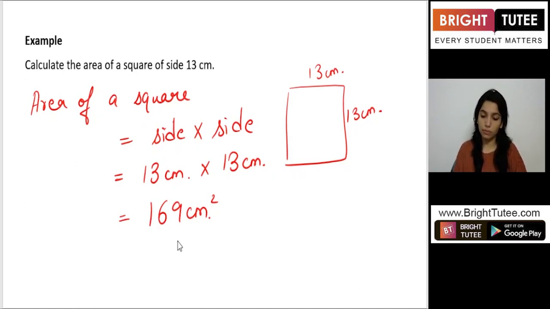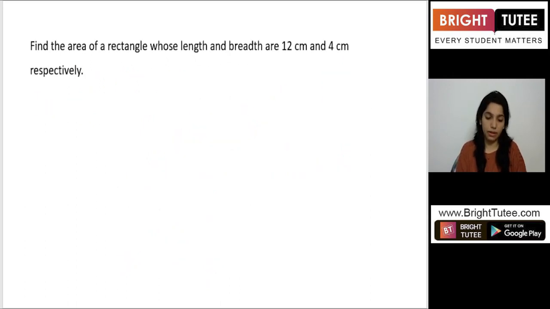Right, now one thing more I would like to tell you here. As we have written centimeter squared, instead of this you can also write 169 squared centimeter. Both the answers are correct and the same. Now let us do the next one.